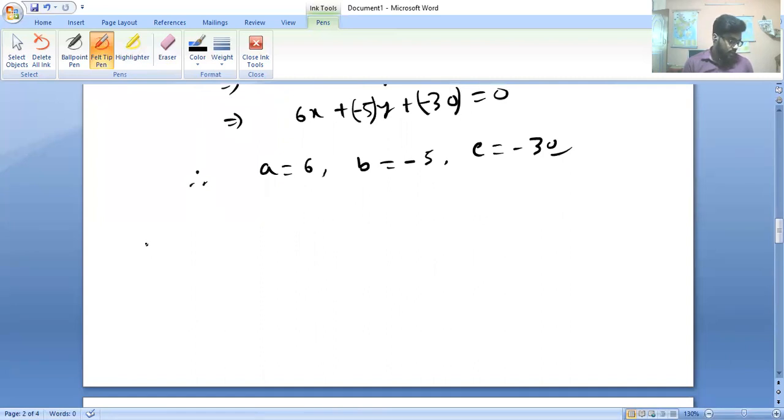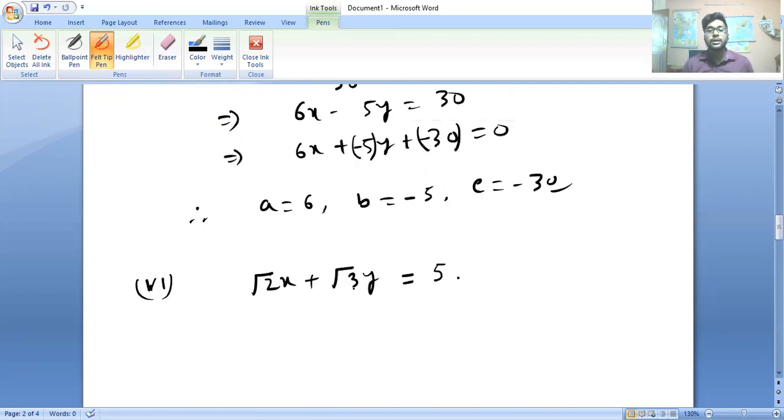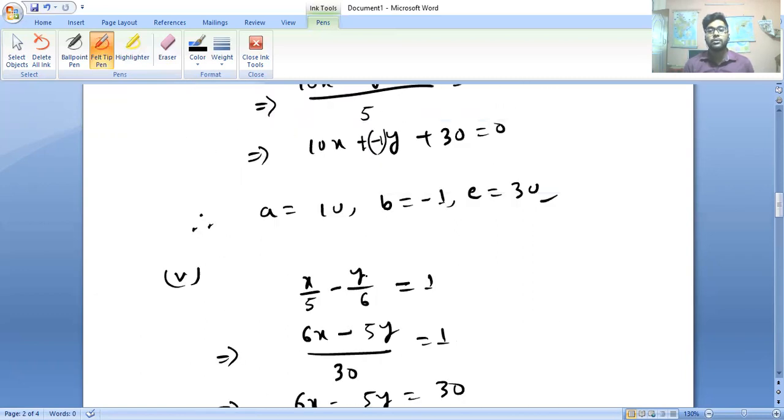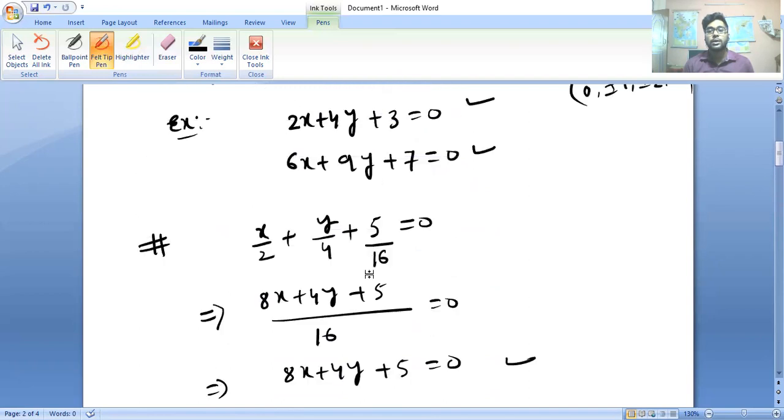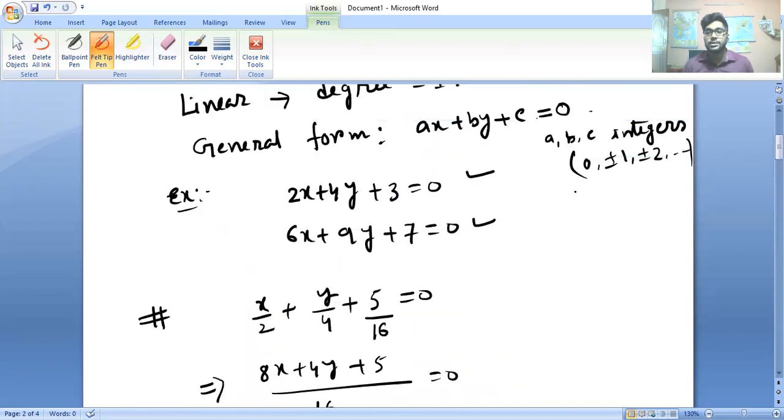Let us do question number 6. So what we have? Root 2x plus root 3y is equal to 5. Okay, so here see, we have taken a, b, c to be integers, but see here it is not coming.